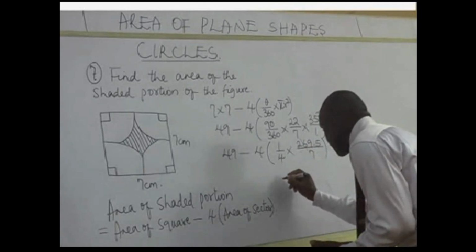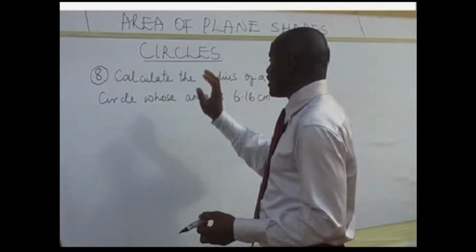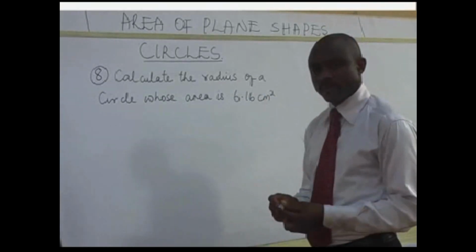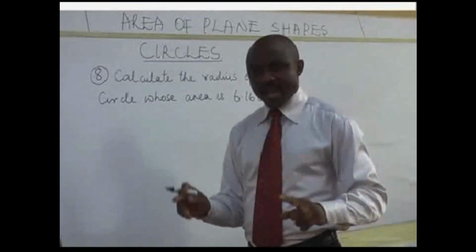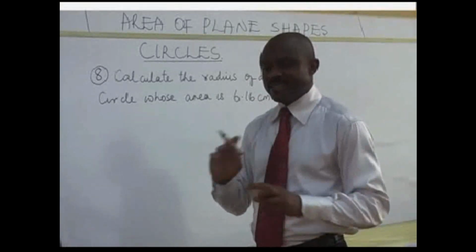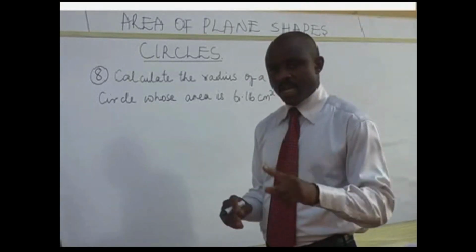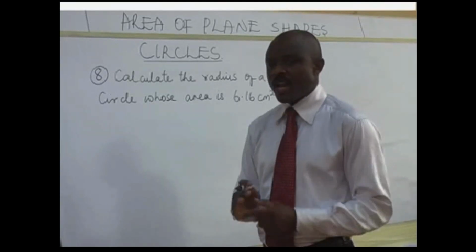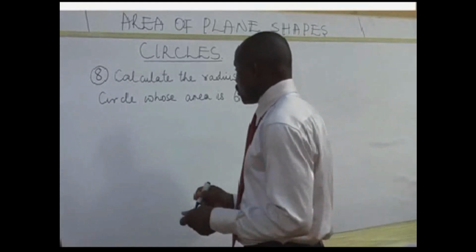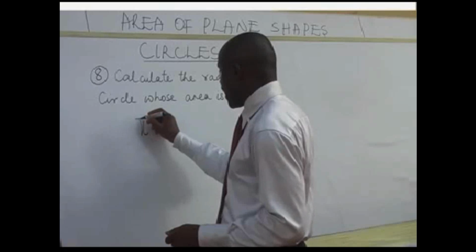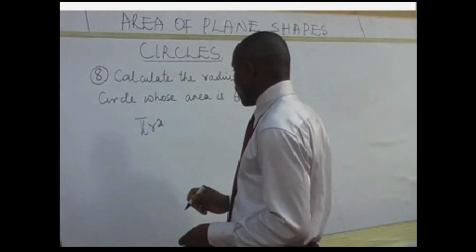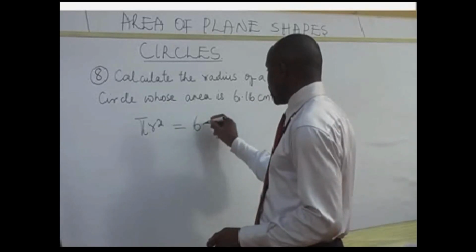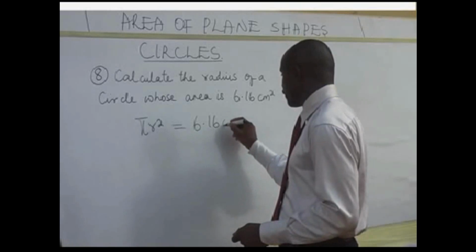What we're going to have is to calculate the radius of a circle whose area is 6.16 centimeters squared. The only thing we needed to be able to calculate the area of any circle on Earth is the radius. Once we can find the radius, we don't even need any diagram. We can calculate the area of the circle. So the formula for finding the area of a circle is pi r squared. And this pi r squared, they told us that the value is 6.16 centimeters squared.